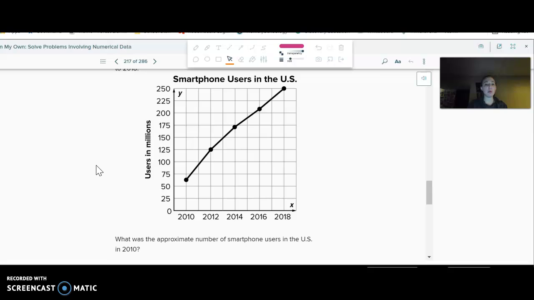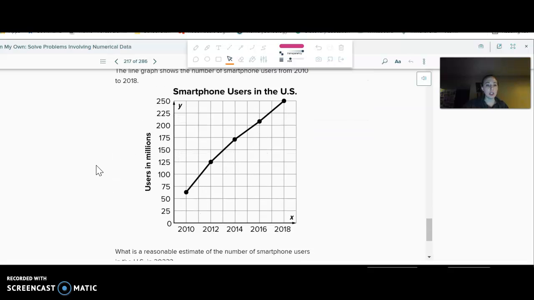Same graph. What was the approximate number of smartphone users in the U.S. in 2010? All right, we just went over that. It's somewhere like 60, 62, halfway in between 50 and 75. So we have to estimate our best within there.